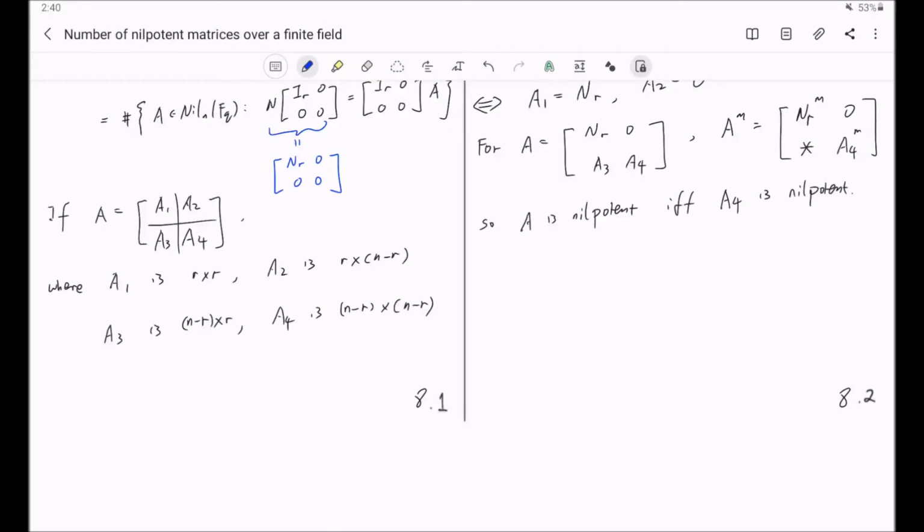Now we are ready to compute M of R. This number, by the argument above, is equal to the number of n by n matrices over F_q such that A takes this form, with R, 0, A3, A4, where A4 is a nilpotent n minus R by n minus R matrix over F_q.